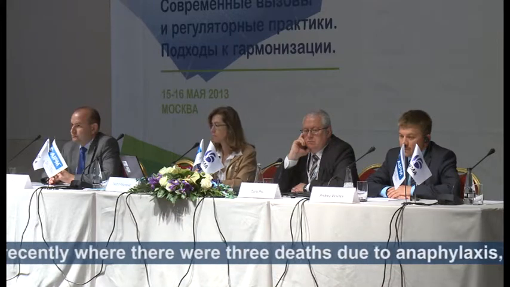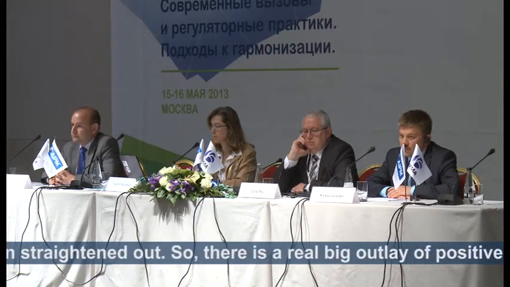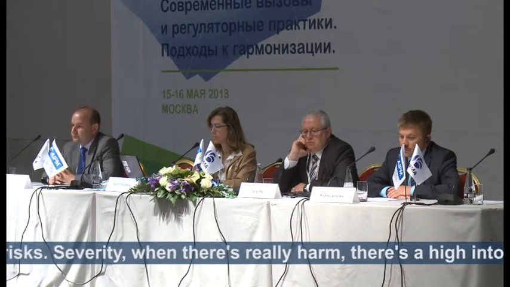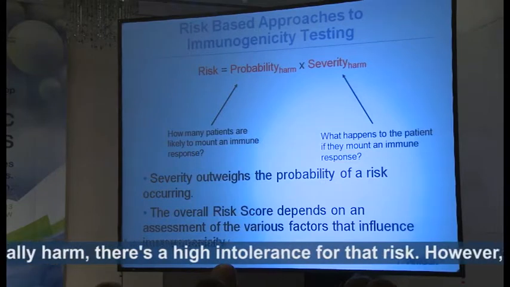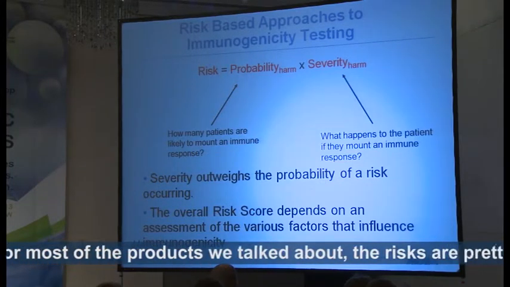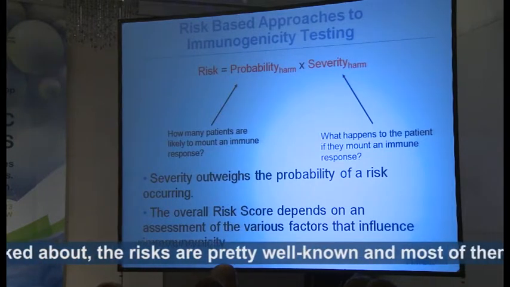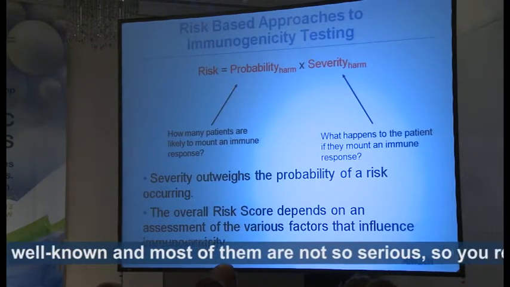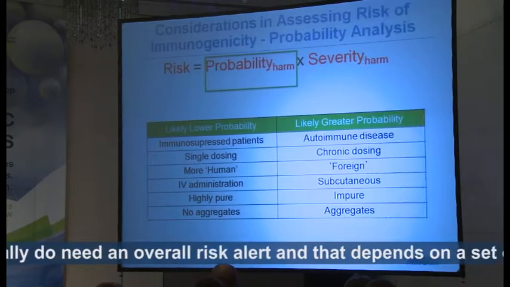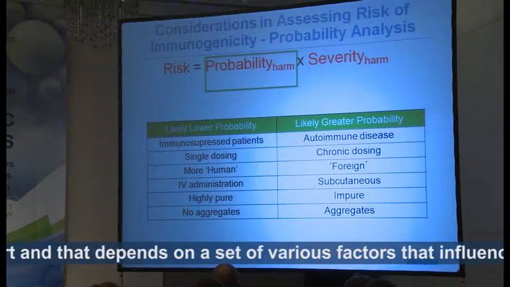So there is a real big outlay of probability of risks. Severity, when there's really a harm, there's a high intolerance for that risk. However, for most of the products that we talked about, the risks are pretty well known, and most events are not so serious. So you really do need an overall risk score, and that depends on an assessment of various factors that influence immunogenicity. On slide 12, I'll go through some of those things in terms of probability.